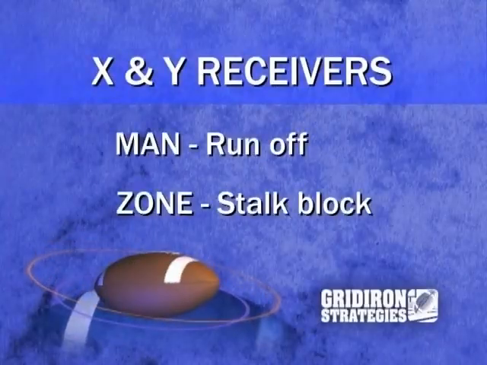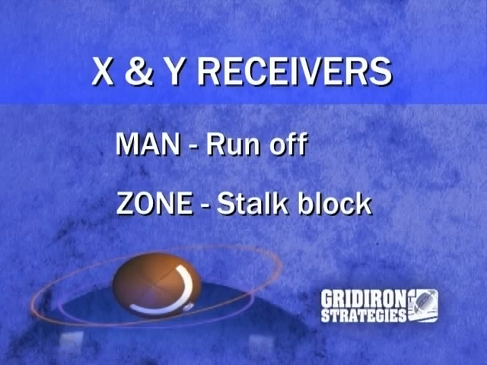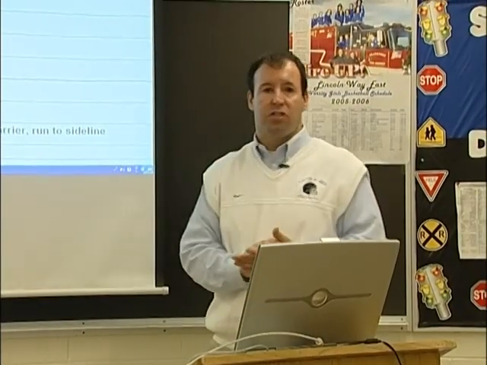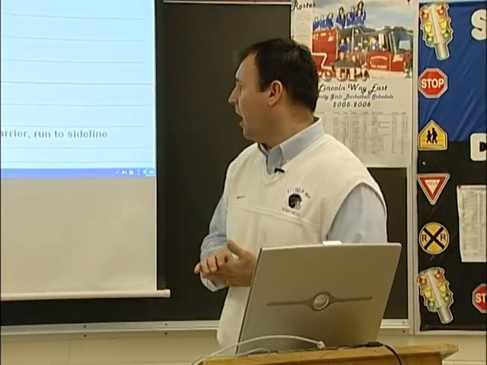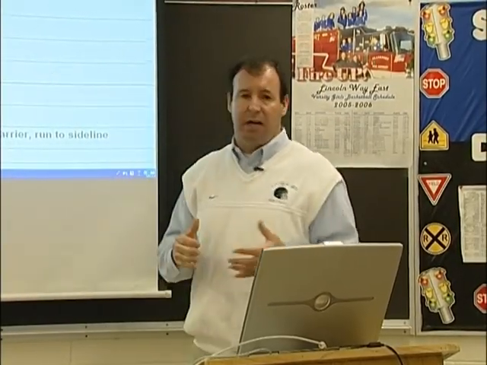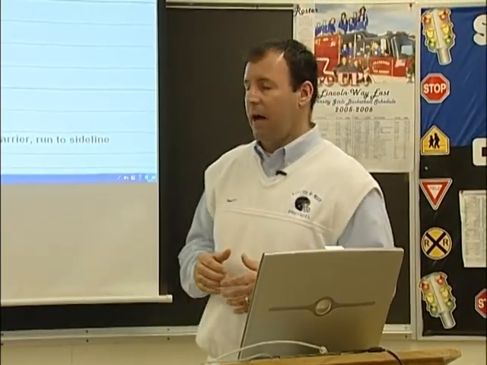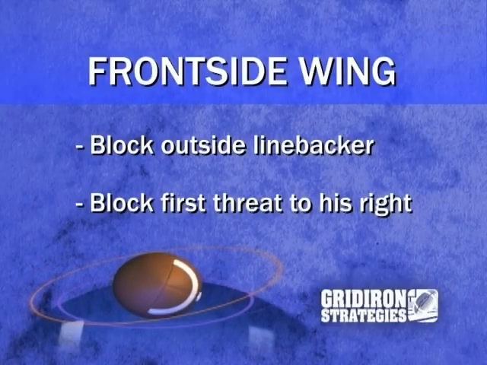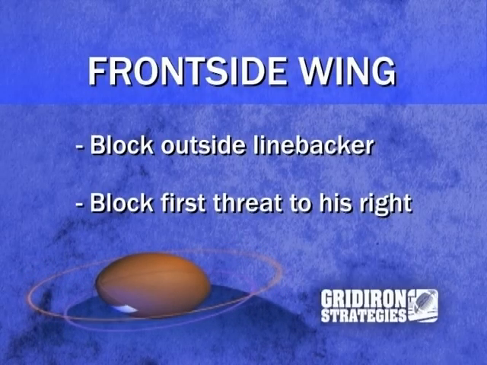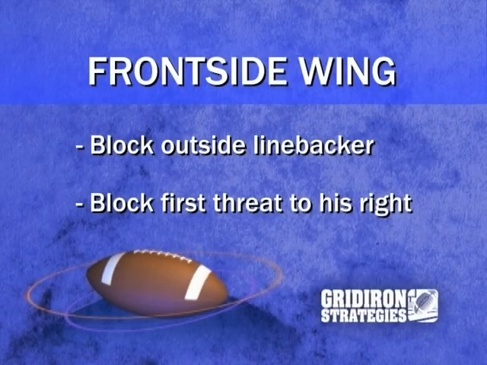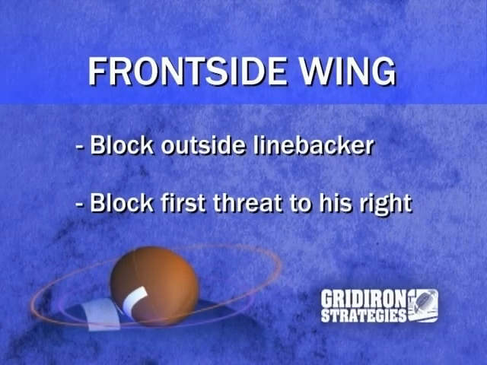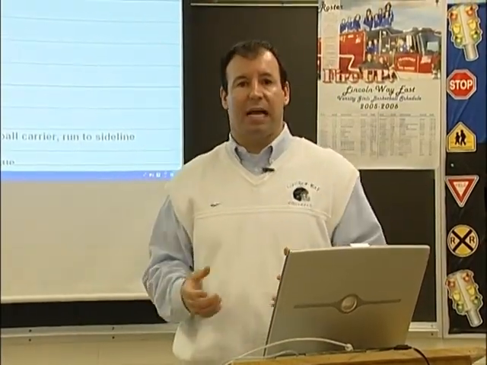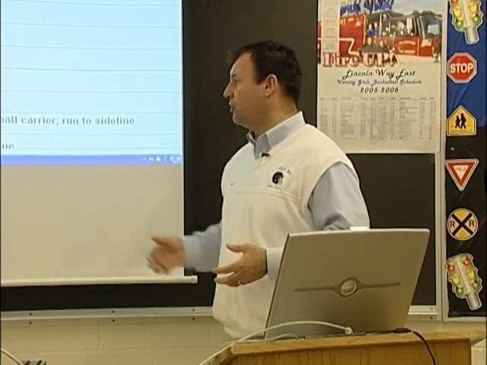Our X and Y are going to either run off if it's man, or if it's zone, they'll stalk block, very similar to what we had on the first three run plays. We will also do a crack block, which is a variation that will block on the safety. Our wing on the front side is going to block the outside linebacker, basically the threat to his right side. So he's going to step just like the linemen do and try to reach that outside defender that's head up or outside shade of him.